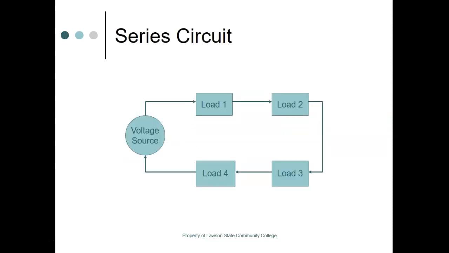So here's a good drawing of a series circuit. You have 4 loads on this particular one. You have your voltage source. And again, you have one path for current to flow. It cannot change paths. It cannot get away from itself. It's just one straight road. Okay?